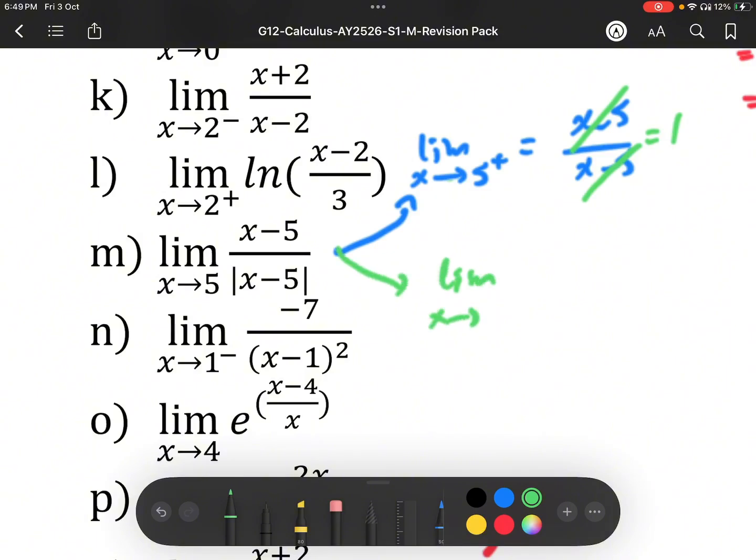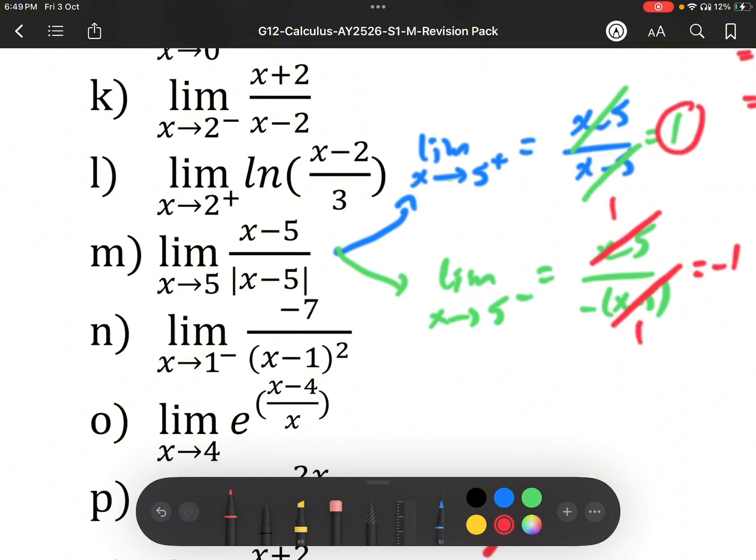Limit when x approaches 5 from the left, we said x minus 5, and the one down is going to be negative, so negative (x minus 5). I don't need to expand since x minus 5 by x minus 5 cancelled. It's going to be 1 over negative 1, which is negative 1.